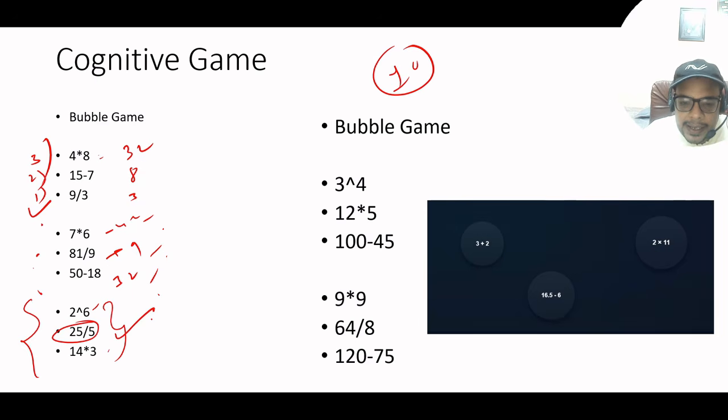Then after seeing this and this, we can say yes, this one will be higher, this one will be higher, and this one will be lower, right? So we can click here, then here, then here. So we did not calculate the actual value, we just predicted what the values could be, and we just clicked.